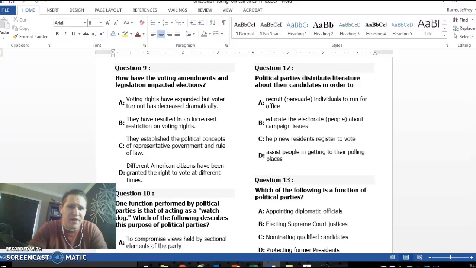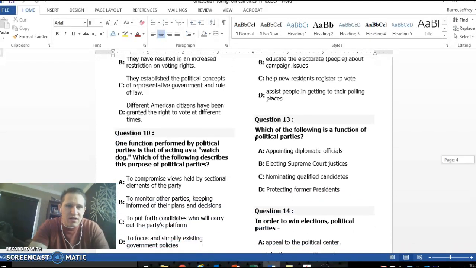Different American citizens have been granted the right to vote at different times. Over the course of the last couple hundred years, we've added first African American males, then women, then D.C. residents got to vote in the presidential election. We added 18-year-olds during the Vietnam War in 1971, 18, 19, and 20-year-olds. So over time, voting rights and voting abilities for people have expanded, have grown. That was a tough one in all classes, and only 50% was the highest in any class. So that's an important area to study.